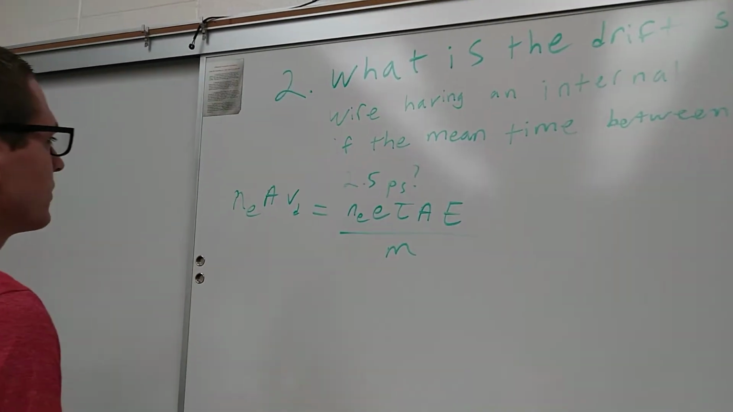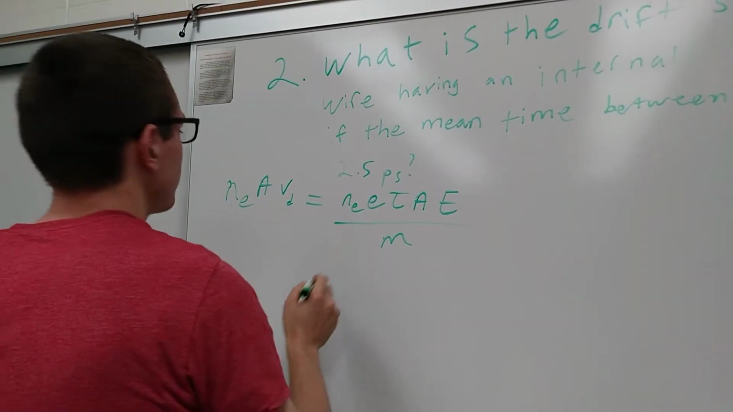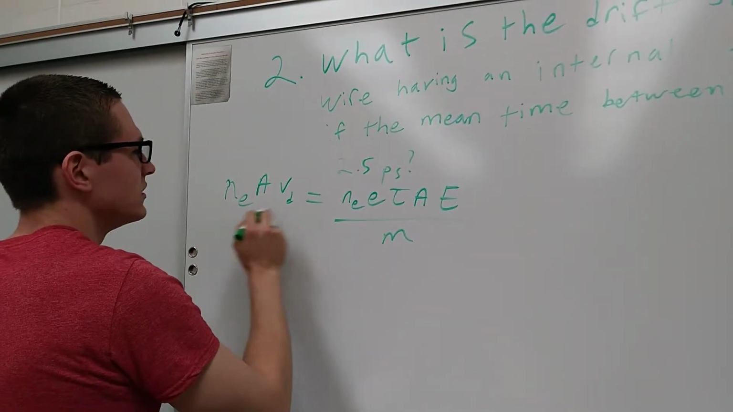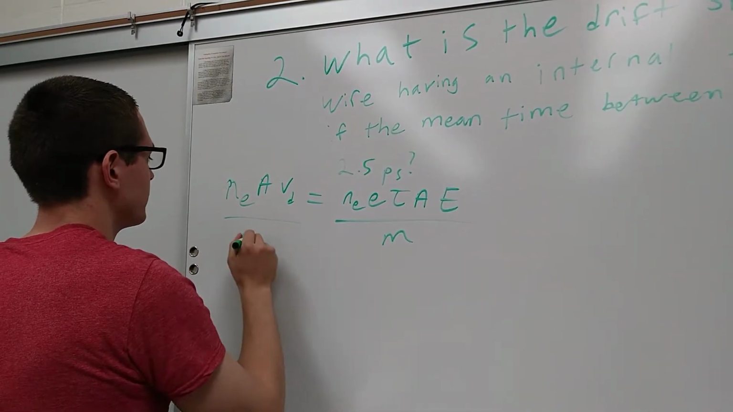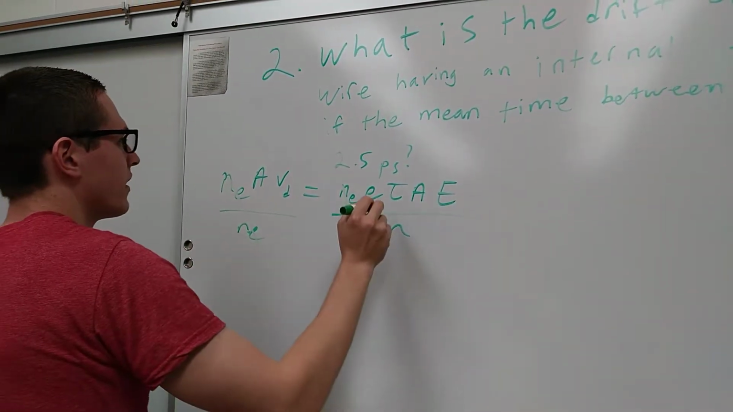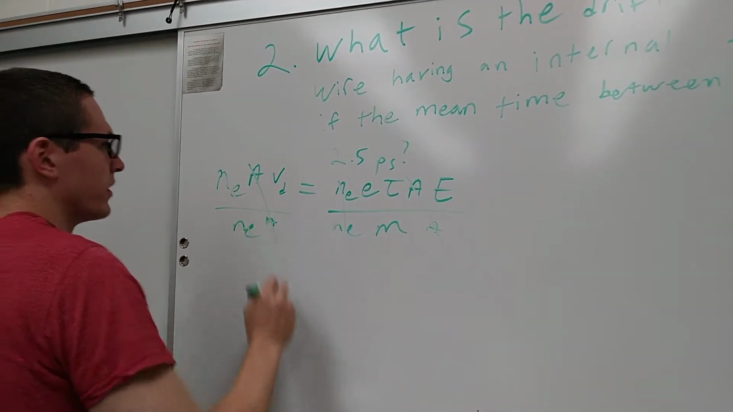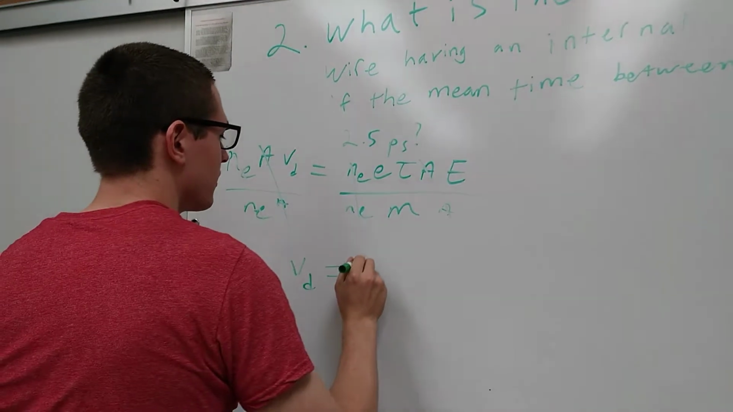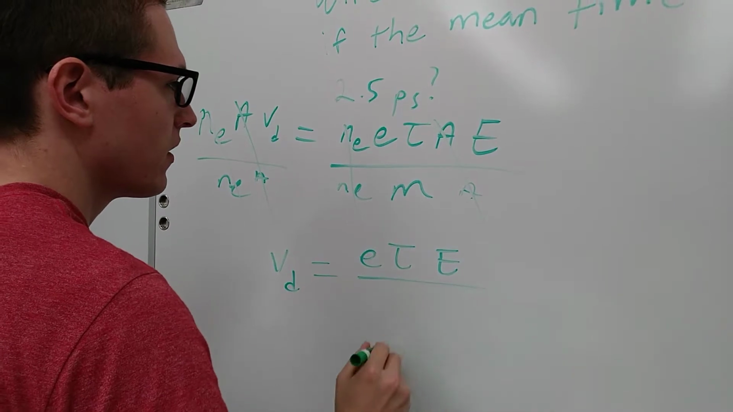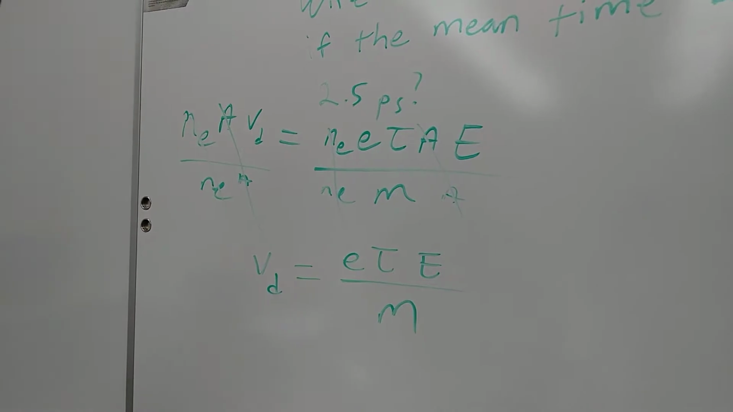So then we want to find the drift speed. So we'll find that guy. We'll get rid of that, and then divide by the area. So then we're left with this, and that just happens to be all the information we're given.